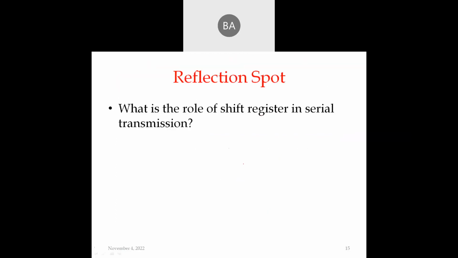Okay, now it is the reflection point. What is the role of the shift register in serial data transmission? We use input shift registers and output shift registers in serial data transmission. The role of the shift register is to achieve parallel to serial conversion or serial to parallel conversion at the processor side. To achieve that, we make use of the input shift register as well as the output shift register.